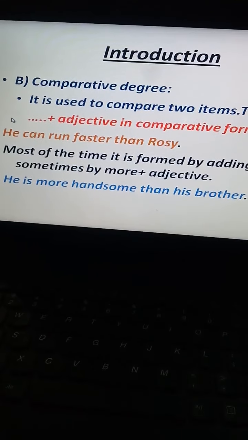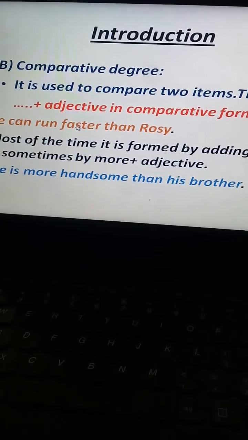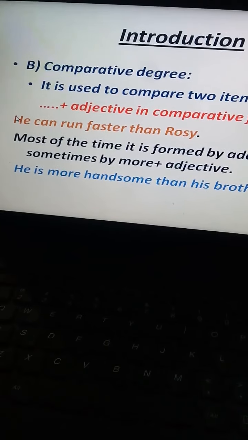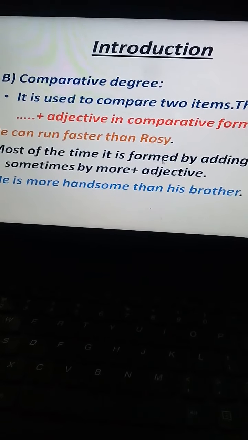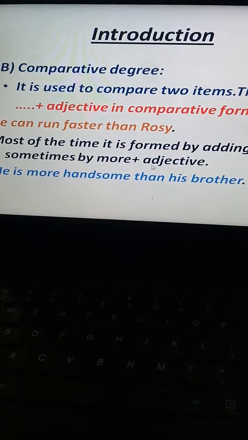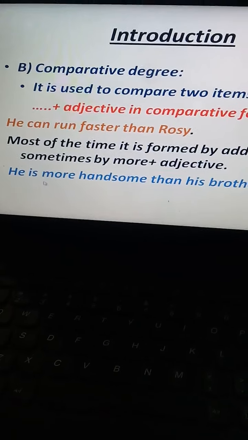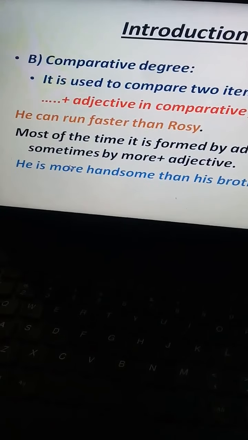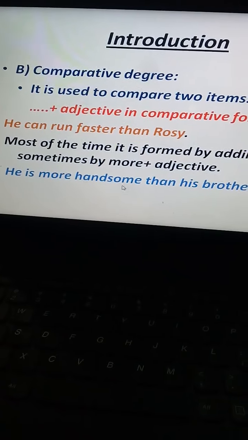He can run faster than Rosie. Here faster is an adjective. Fast is the root word of it, and I have added er to fast and it becomes faster. Most of the time, it is formed by adding er, but sometimes it is formed by more plus adjective, because sometimes we cannot add er to adjectives. Like, he is more handsome than his brother. We cannot say handsomer. That is why I have to write more with handsome.